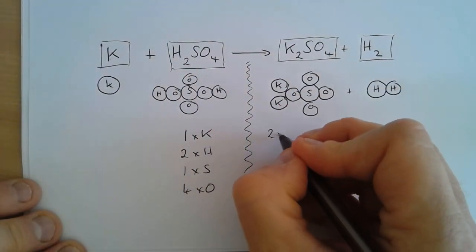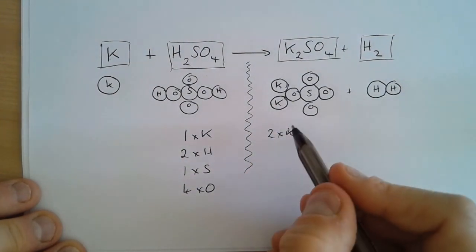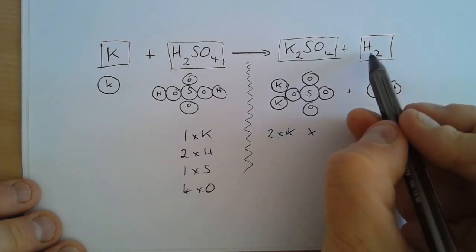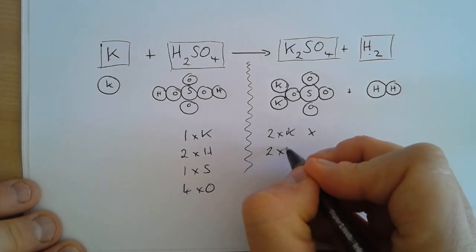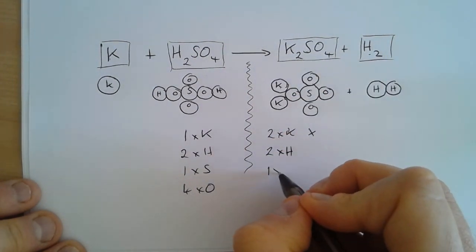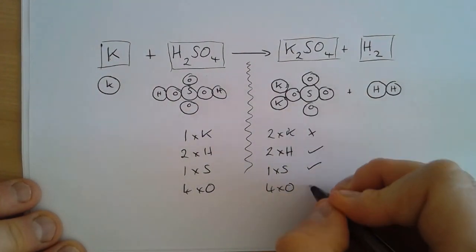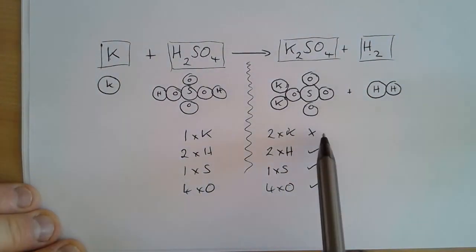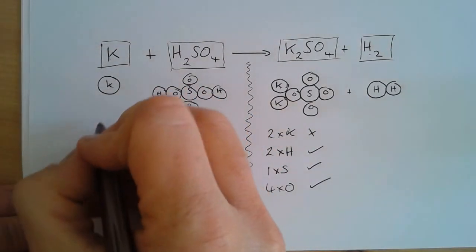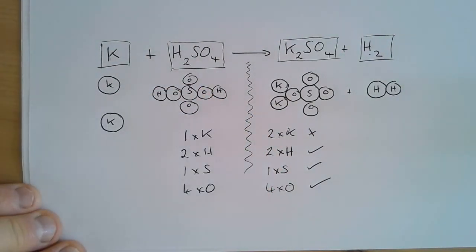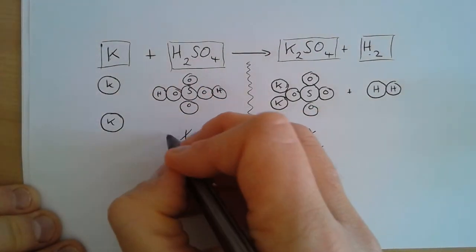This time we've got 2 potassiums. So we can see actually that that isn't balanced. There's 2 hydrogens here, 1 sulfur, and 4 oxygens. So in fact, these 3 are balanced. So all I need to do over here is add another potassium, another K. That then means it's balanced.